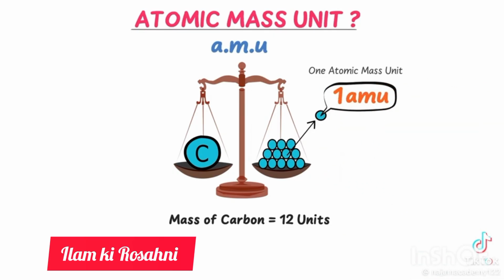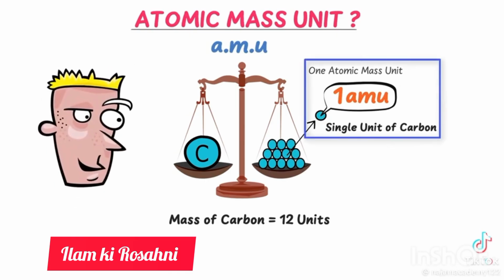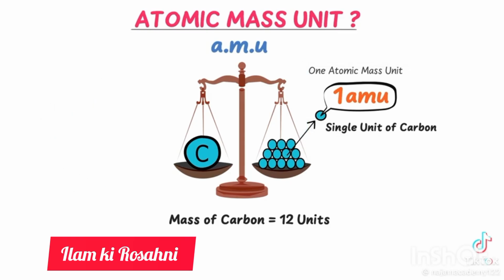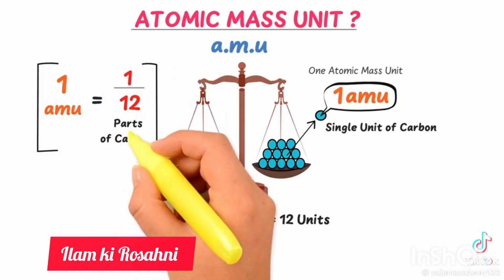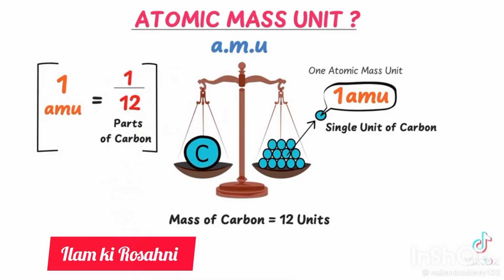Let me repeat this important statement. We call this single unit of carbon 1 atomic mass unit or 1 AMU. Thus, when you read or listen 1 AMU, think that it is a single unit of carbon and it has been taken out from 12 units of carbon. Secondly, 1 AMU is equal to 1 upon 12 parts of carbon atom, because 1 AMU, 1 atomic mass unit, is the 12th part of a single carbon atom.